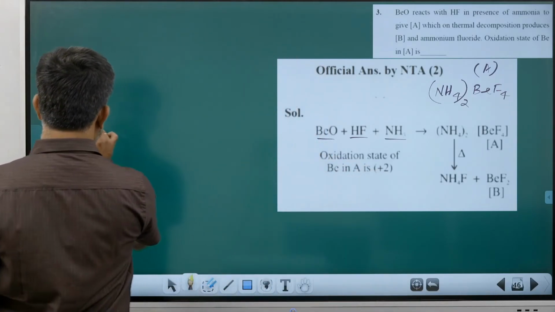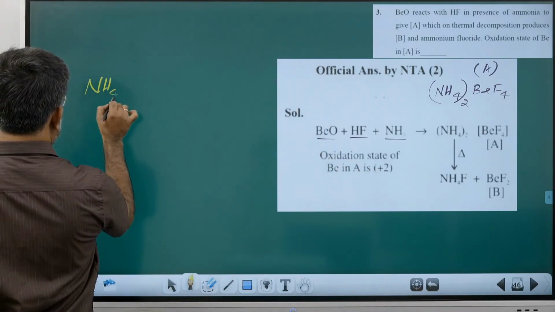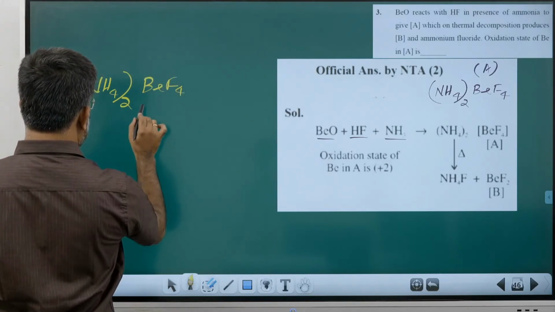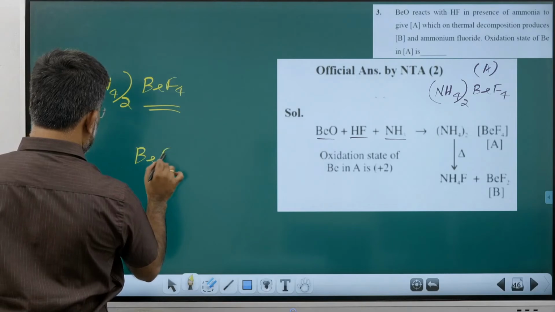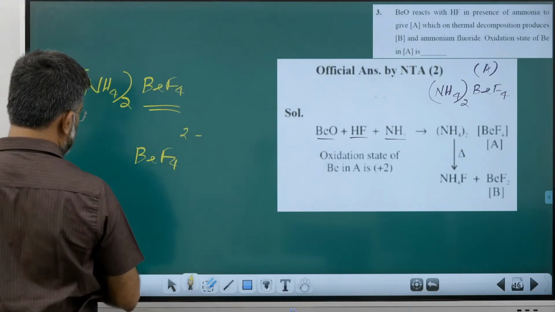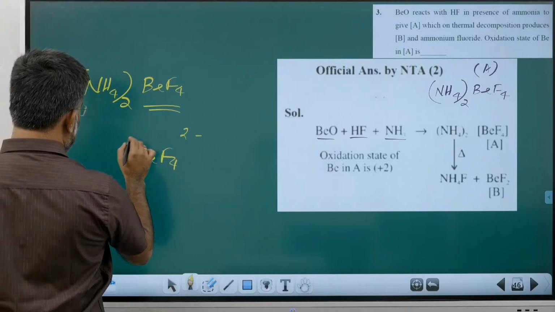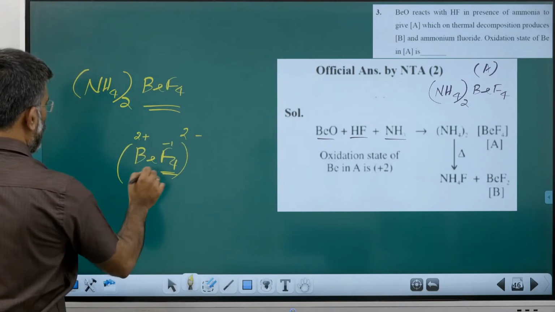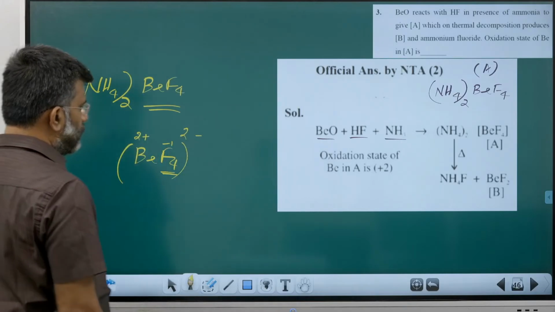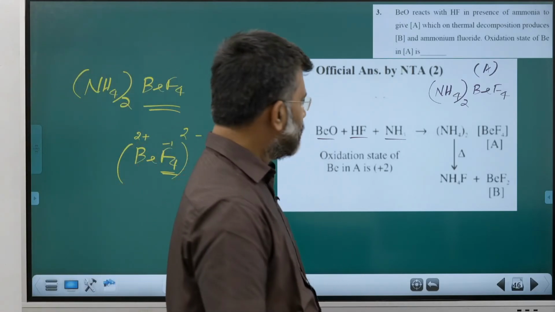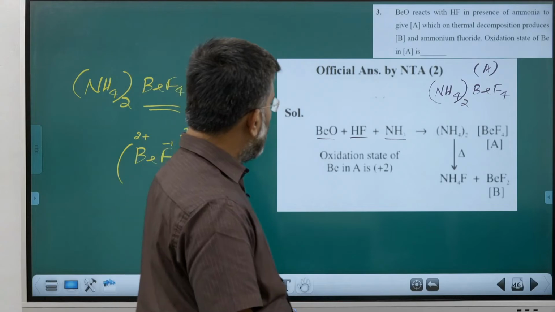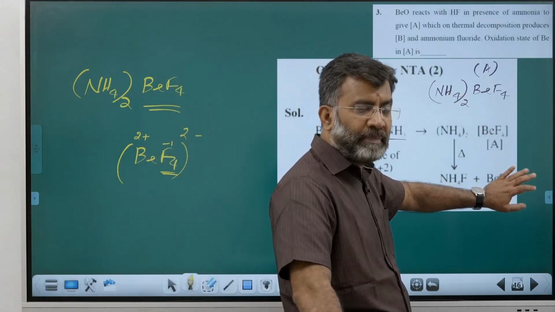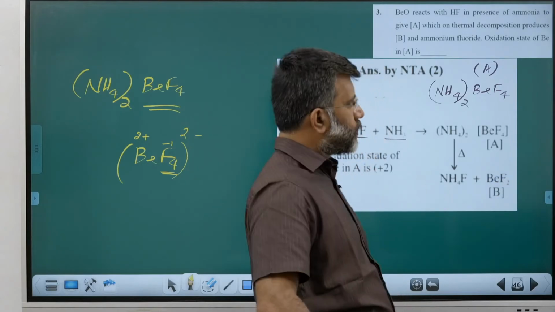Anyway, you see that it is (NH4)2BeF4, which means it is BeF4 2 minus, right? So beryllium will be 2 plus state as fluorine is -1. Overall -2 means this is +2, right? And this is somewhat the reaction explained in the textbook for the preparation of BeF2. You can refer in the text. Next one.